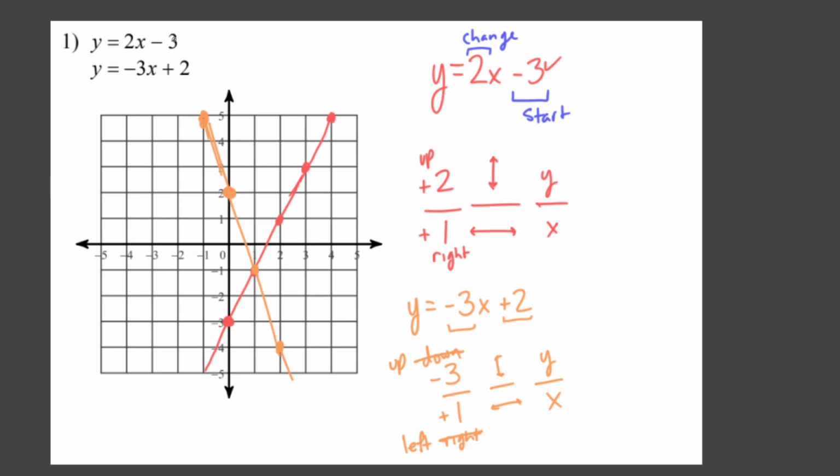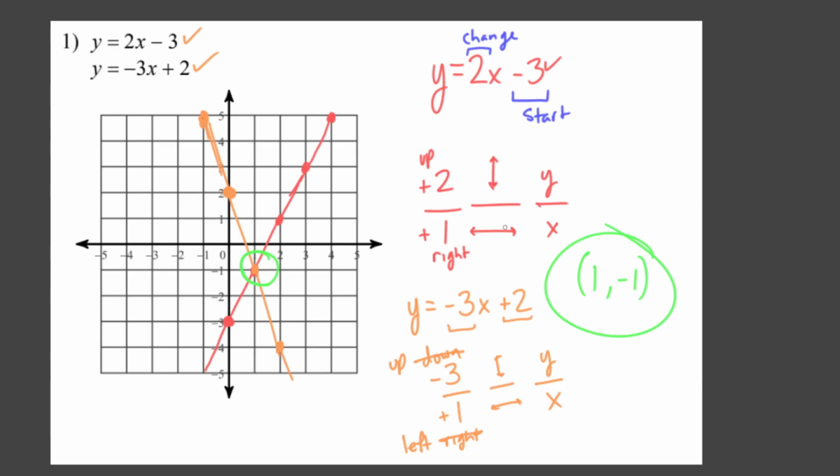Now that I've graphed both this equation and this equation, I can see where my answer is. And the answer is always going to be where the two lines cross, which is going to be at positive 1, negative 1. So my answer to this system is positive 1, comma, negative 1. And that's how you solve a system using graphs.